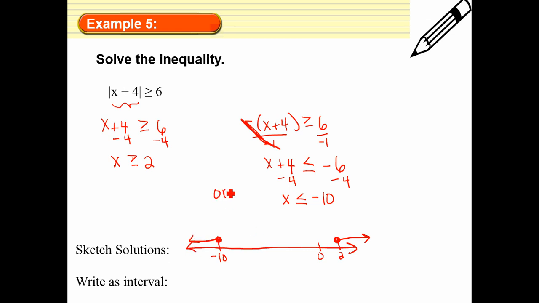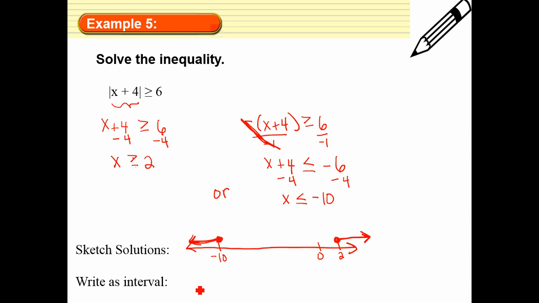This is one of those OR situations. My solutions either come from this side or this part over here. So be careful when you're doing these. Sometimes they're in between the two numbers, sometimes they're ORs. We'll see in class if you can figure out which time it's going to be the OR and which it's going to be the AND, okay?